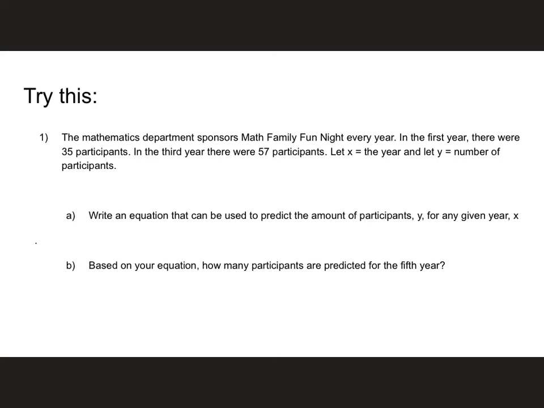Okay, so when I read this problem, and I see that in the first year, there were 35 participants, that gives me a coordinate pair, 1, 35. And then in the third year, there were 57 participants, so that gives me another point, 3, 57. All right, and I'm using then that x is the year number, not the actual year, but the year number, the first year, the second year, the third year. And then the y value is going to be the number of participants. So that's where I'm coming up with that second value. All right, write an equation that will predict the number of participants in any given year.